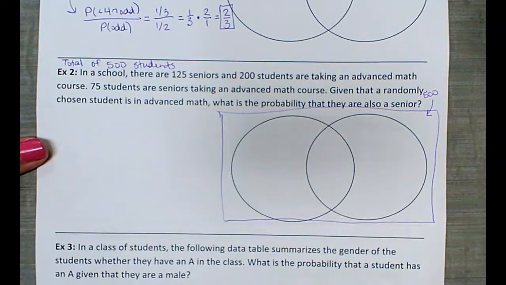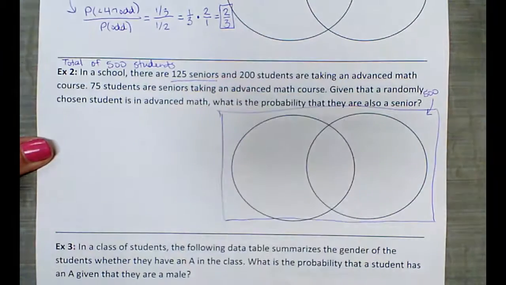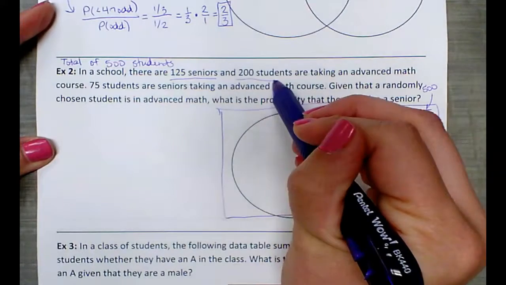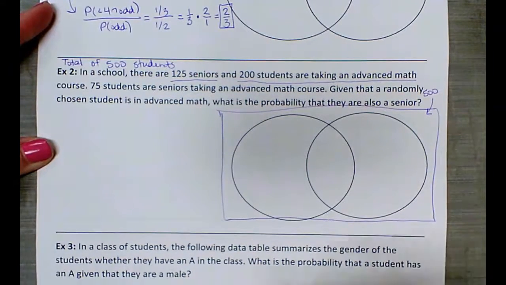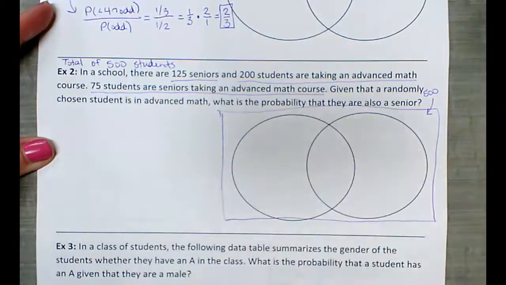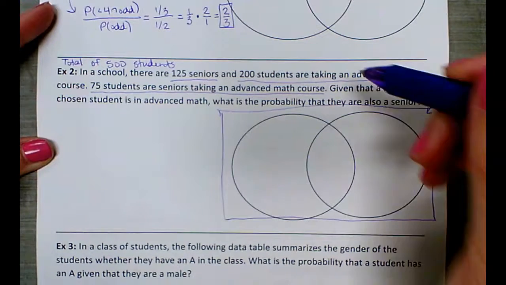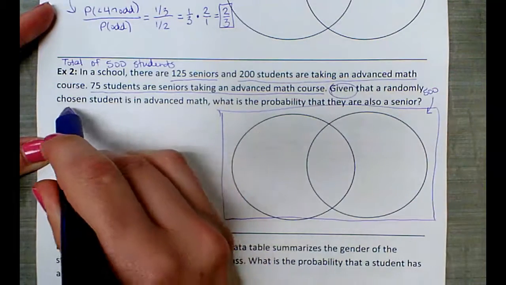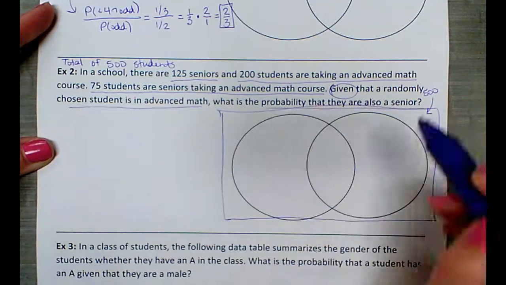So in a school, there are 125 seniors and 200 students taking advanced math courses. 75 students are seniors taking an advanced math course. Given that a randomly chosen student is in advanced math, what is the probability that they are also a senior?